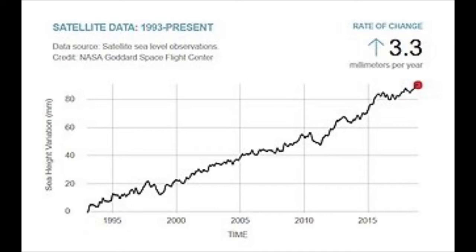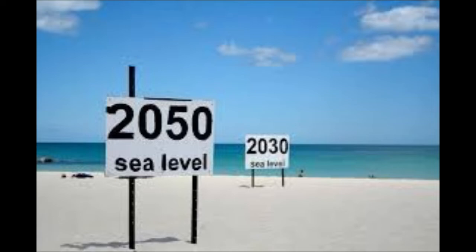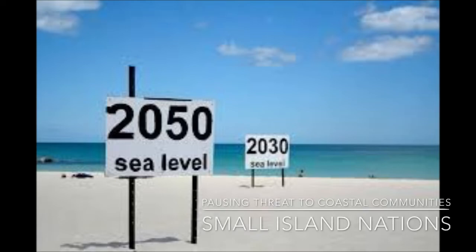There are scientific evidences indicating that the mean sea level rises 3.3 millimeters per year. This phenomenon is posing serious threats to coastal communities and small island nations.